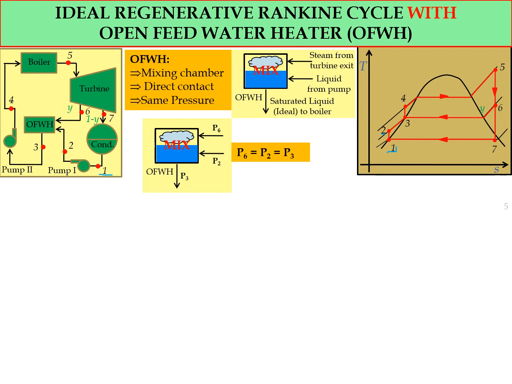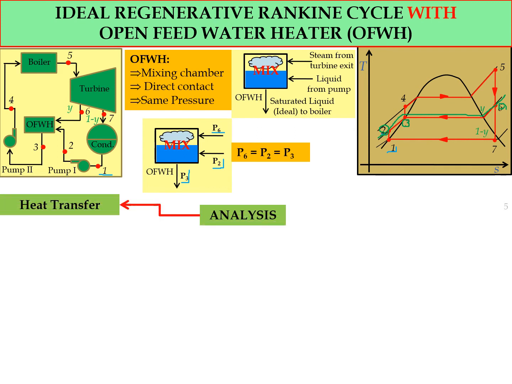So as you can see here, the P6 and P2 will be mixing at the mixing chamber of the open feed water heater, and the output of it is state 3. And from the TS diagram, as you can see here, state 2, state 3, and state 6 are at the constant pressure line. So the pressure of P6 is equal to P2 and is also equal to P3.